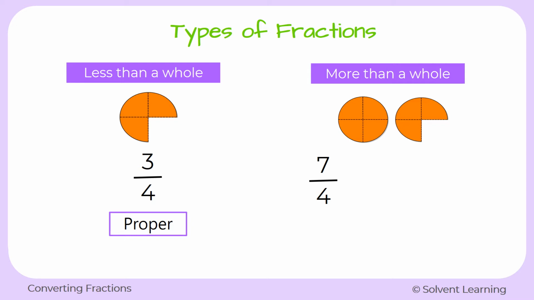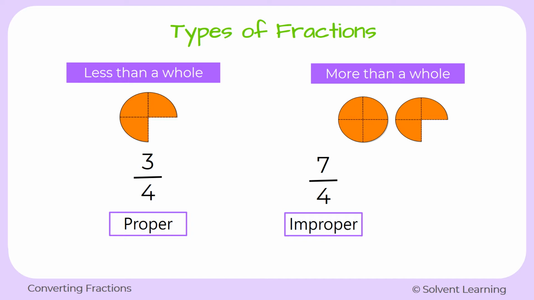We have 7 parts altogether, 4 from the first circle and 3 from the other circle, so that's where the 7 in the numerator comes from. But each circle is still split into fourths, 4 parts, so our denominator is still going to be 4. So we can represent this as 7/4. This type of fraction we call an improper fraction because the numerator is larger than the denominator. The 7 is larger than the 4.